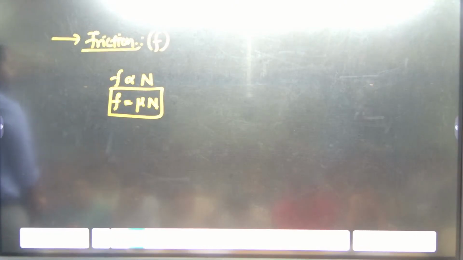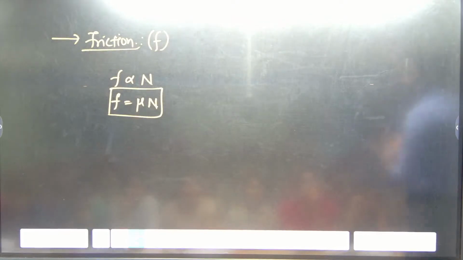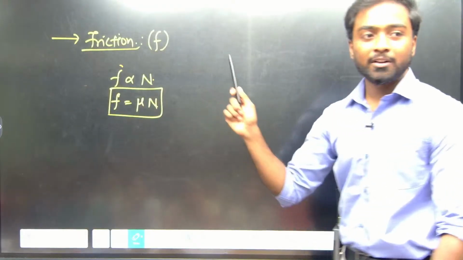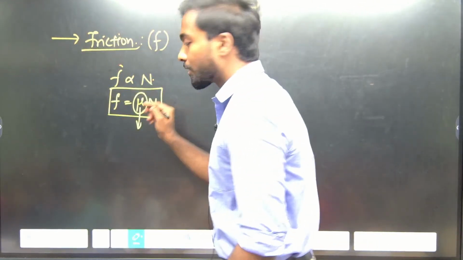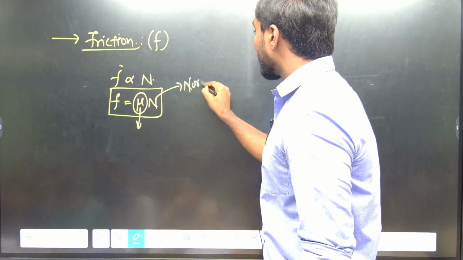The unit of mu. Like we have talked about the unit of spring constant, which is nothing but newton per meter. Here there is no unit for mu, because friction is a force and normal is a force, so both SI units will get cancelled off. So the unit will be 0, there will be no unit for the coefficient of friction. This one is called the coefficient of friction, and N is nothing but the normal force.